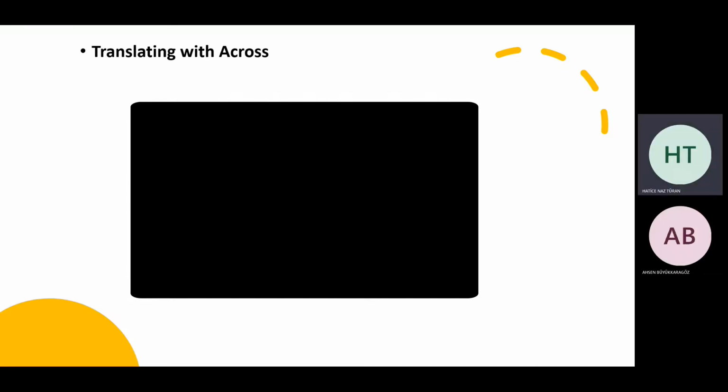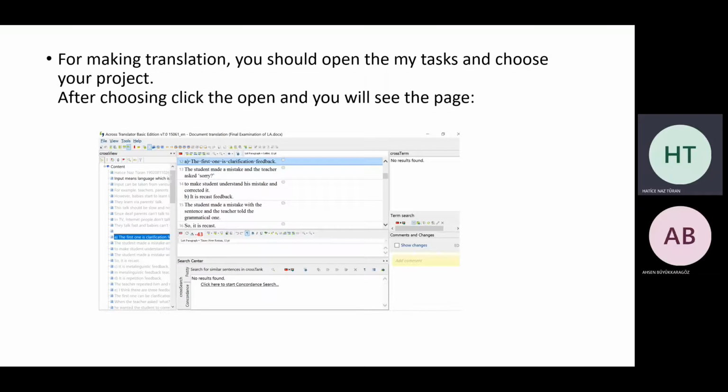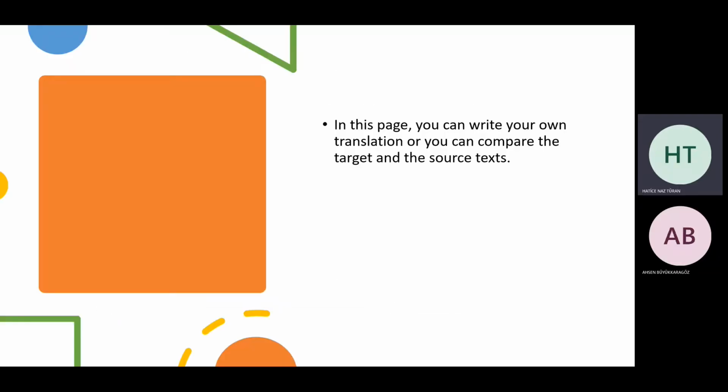You can see how he or she is doing the translation work. And I wanna add some information too. For making a translation, you should open My Tasks and choose your project. After choosing, click to open and you will see the page. On this page, you can write your own translation or you can compare the target and the source text.